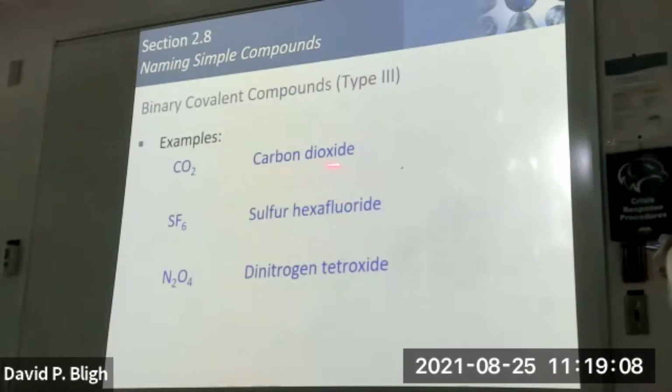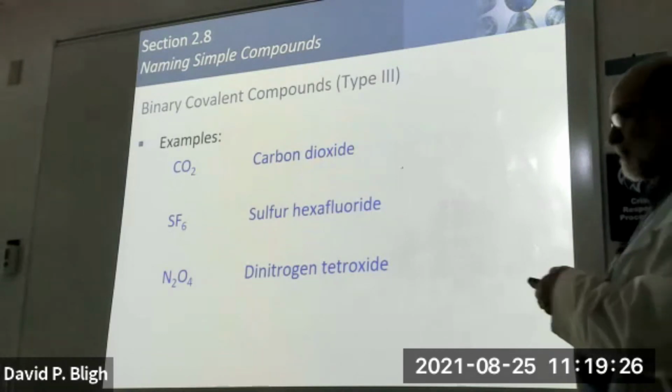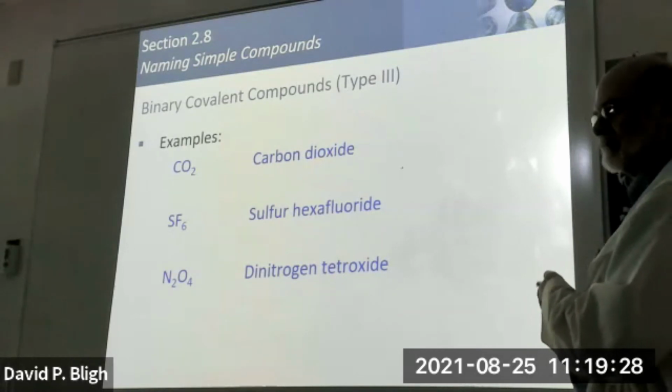So we did carbon dioxide. This one will be sulfur hexafluoride. Okay. This one would be dinitrogen tetroxide. Notice we dropped the A. 2 vowels together just don't seem to blend. Chemists can be aesthetic too.